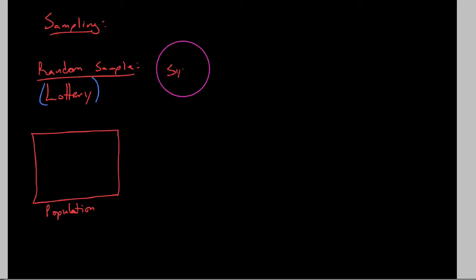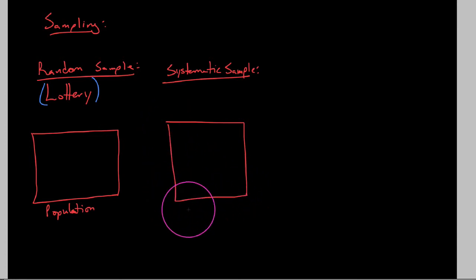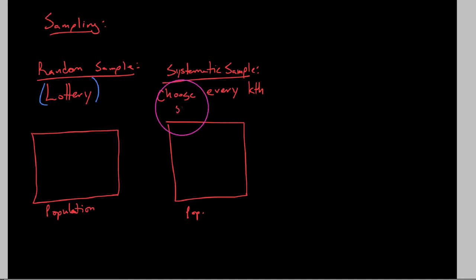A little bit different is a systematic sample. When we talk about a systematic sample, it's only different from a random sampling in that it's still kind of a lottery, but what we're going to do is this. If this is our entire population here, we are going to choose every kth subject. Essentially we would randomly say, start at the third person.